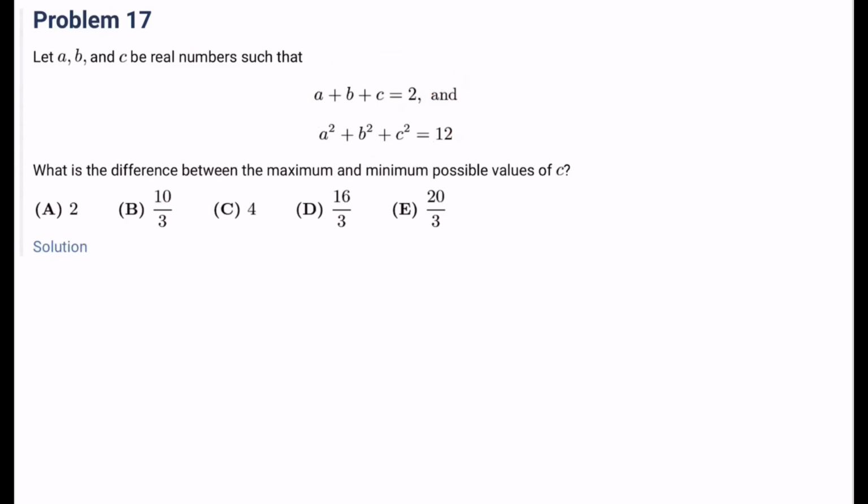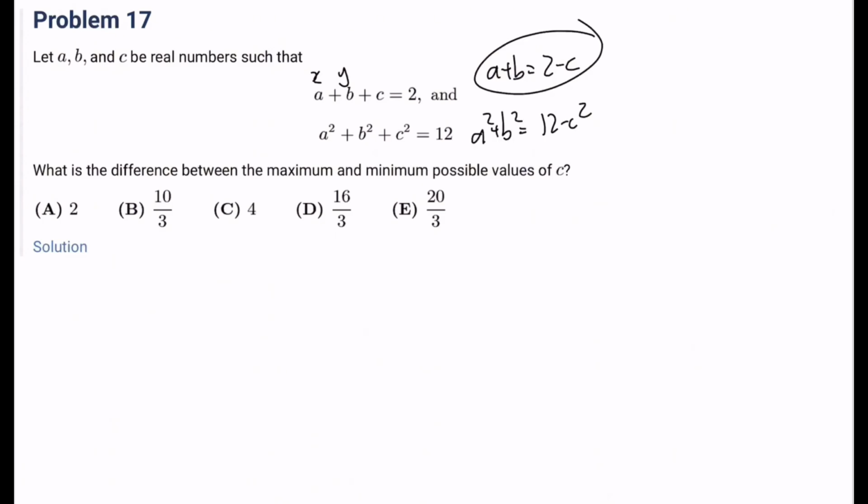Number 17. Let a, b, and c be real numbers such that this and this are true. What is the difference between the maximum and minimum possible values of c? Okay, so maybe this time we have an actual maximum and an actual minimum. First of all, let's try to visualize a and b as x and y. So this gives us that a plus b equals 2 minus c, and this one gives us that a squared plus b squared equals 12 minus c squared.